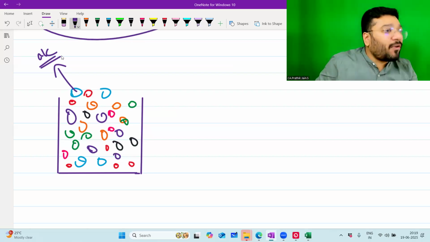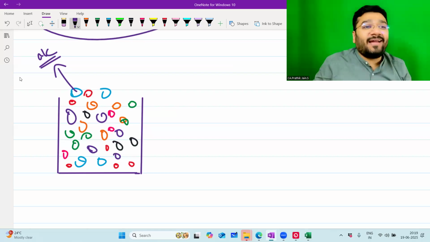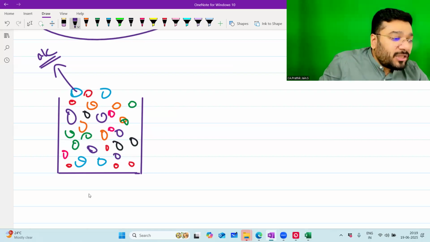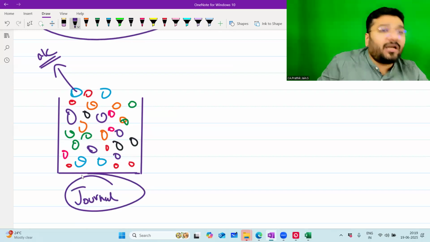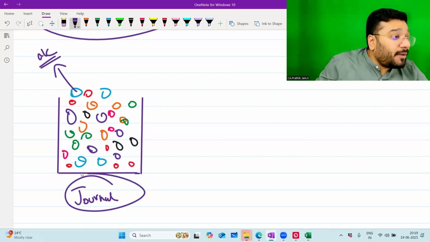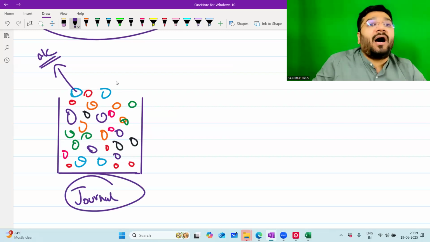The fundamental flaw with the journal is that it does not help you with the totaling. If I want a total of something, I can't get the total. So the problem with the journal is it does not facilitate totaling. Therefore, for totaling purposes, all these balls are shifted to one place called the ledger.